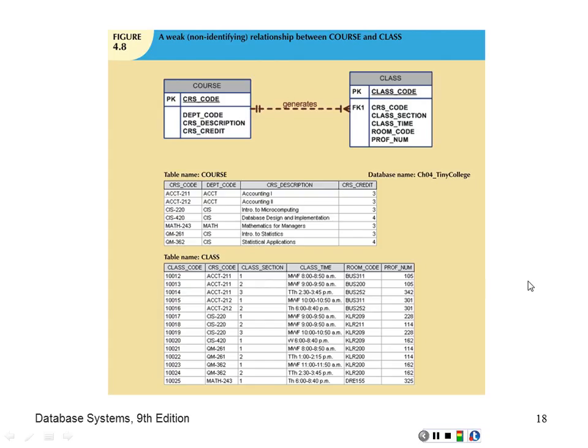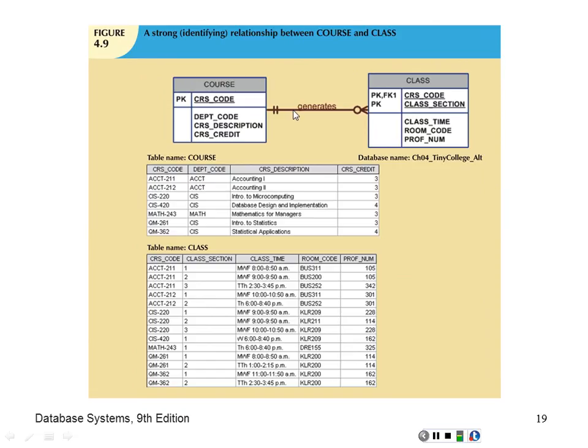Now, if you look at the next example, see how this is the solid line? It means that this is a strong relationship, or identifying. Here, of course, you probably have seen this many times, a few times maybe when you were setting up relationships. This is not what you were supposed to do in assignment 3, and none of you did that, I don't think. And in this case, the primary key of class has, among other things, the primary key of the parent table, which in this case is the course code.